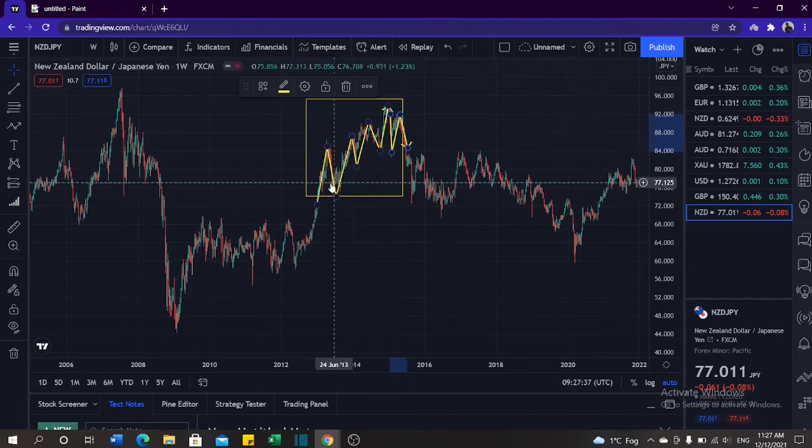But as you've seen in this box, price forms a high and a low. Then the next high is going to be higher than the previous high. That's why we call it a higher high. Then it forms a low, a higher low, then a higher high, a higher low, a higher high. Then that's when the uptrend comes to an end, when it tries to break below the previous higher low.